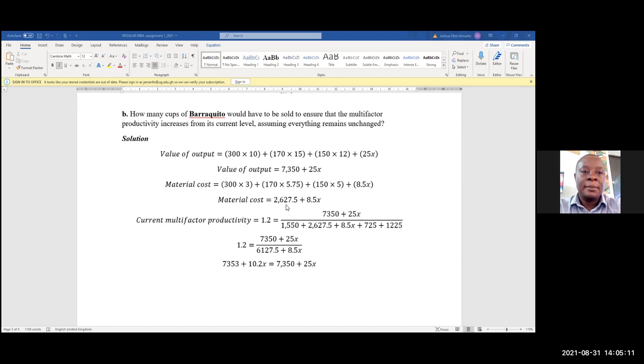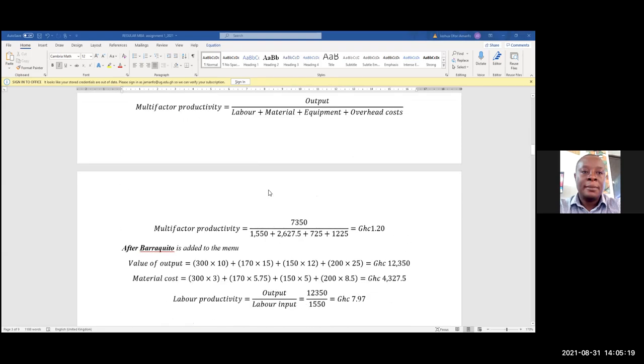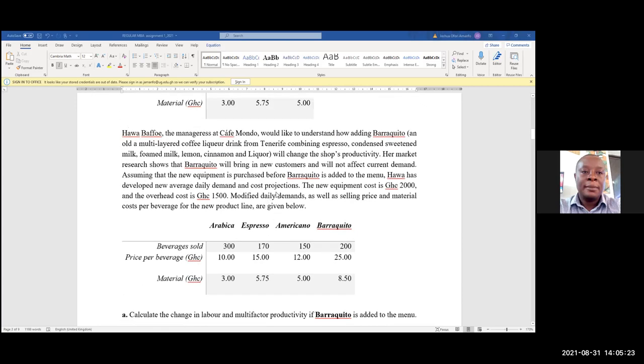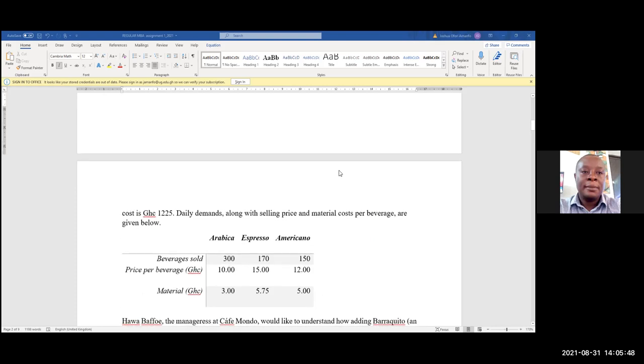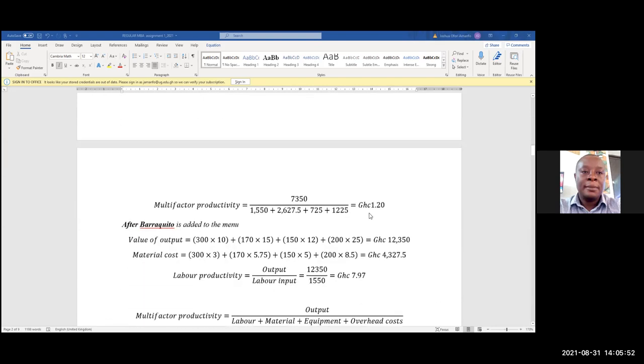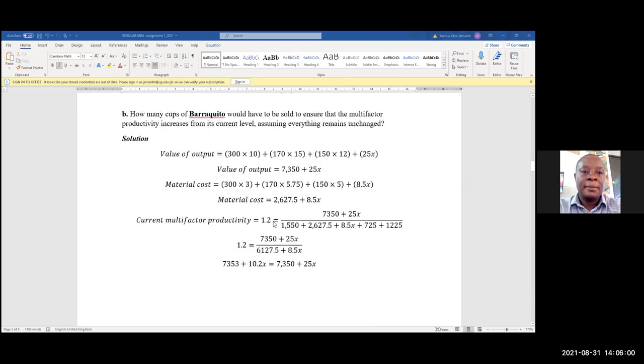So we are saying that we want the productivity to improve from its current level. So the current level, barquito is not added. Why am I saying so? In the question, it says she would like to understand, which means it is not the current situation. She wants to see or understand if we add this new coffee, what will be the effect? So you agree with me that it's not part of the current situation. So we cannot use the productivity after we've added the barquito, but the multi-factor productivity before barquito was added. So you have to equate that to what? 1.2. Okay? The multi-factor productivity equated to 1.2.